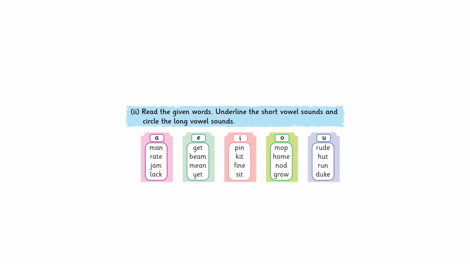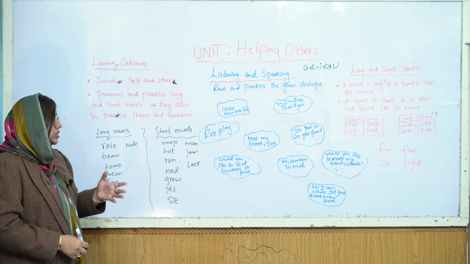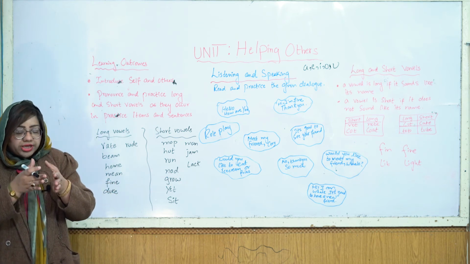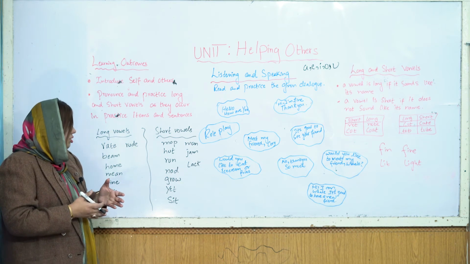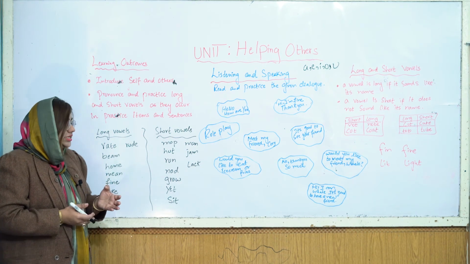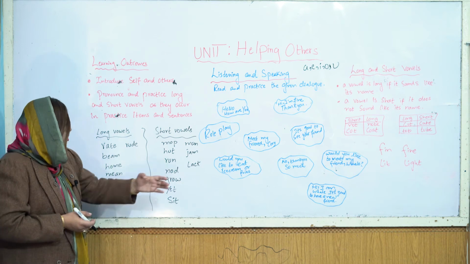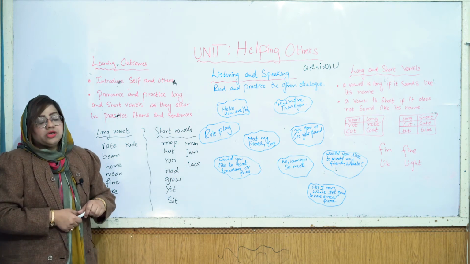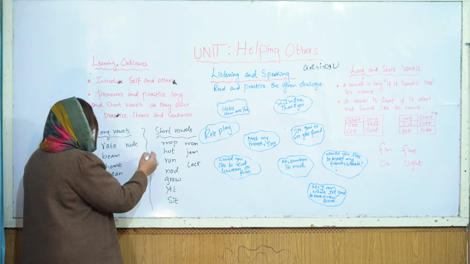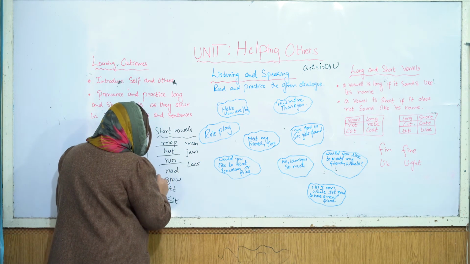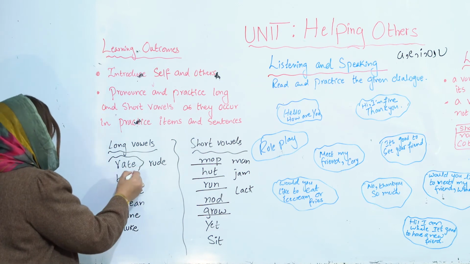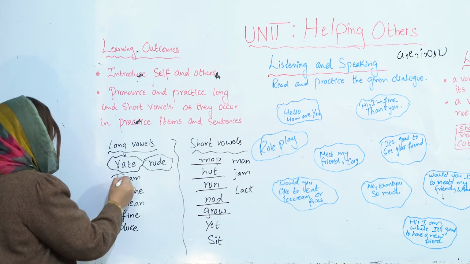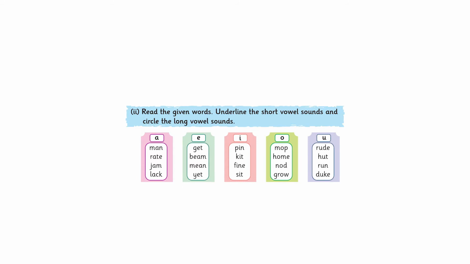Now let's have a look at the short vowels, that is mope, hurt. That is a short vowel, in which it sounds short. Run, not, grow, yet, sit, jam, lack, man. So what you need to do is to underline those short vowel words in your book, and make a bubble form in your book around the words that you find are long vowels.